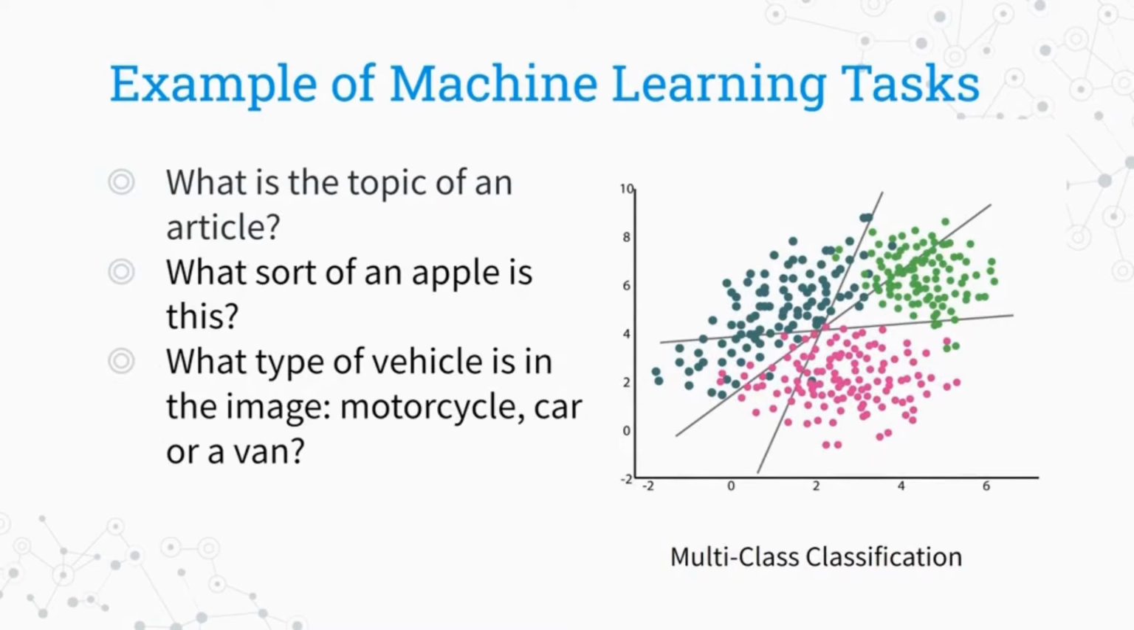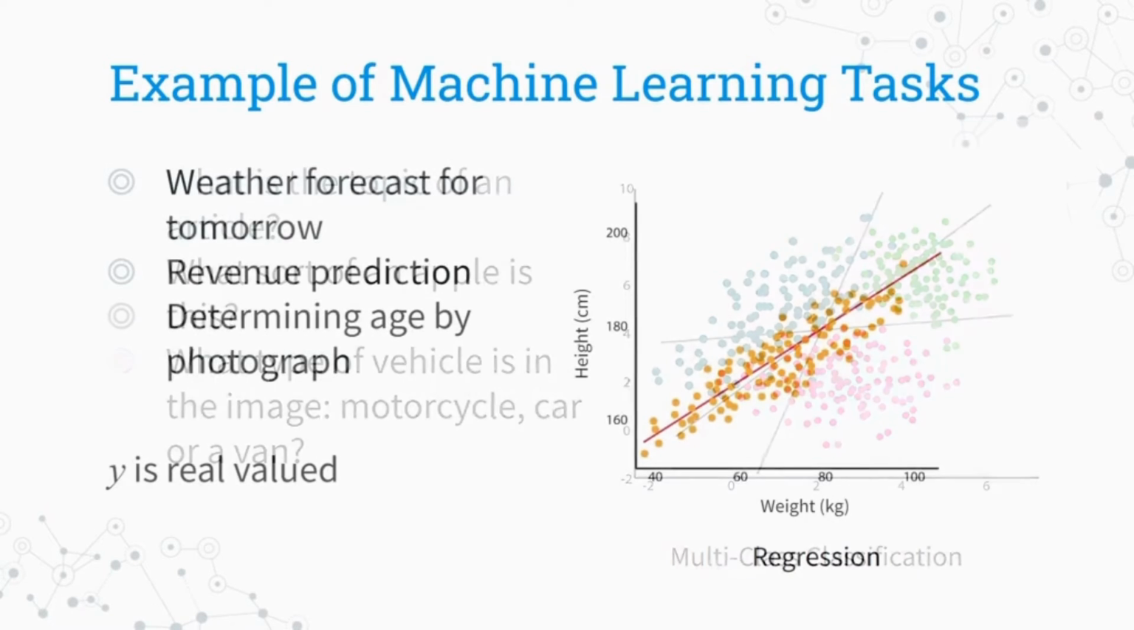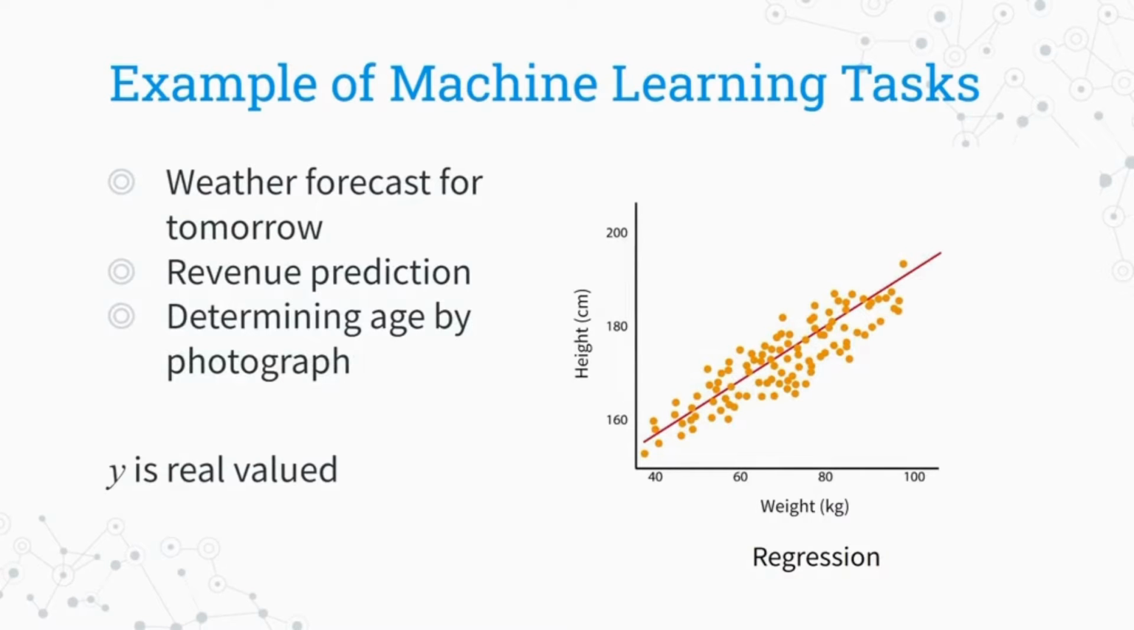A slight improvement to this algorithm is multiple class classification, in which there are several class outcomes. Some examples are, what is the topic of a newspaper? Or what kind of an apple are we looking at based on its features? We also have regression, in which the target is continuous. Some examples are weather prediction, age prediction, and this is also the kind of problem that you will solve during the competition.